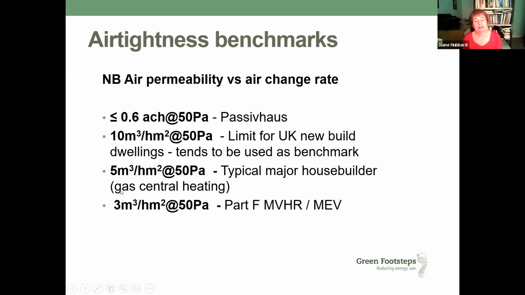If you think about where we are generally in the UK, the Part L of building regs, which governs air tightness requirements, has a limit of 10 meters cubed per hour per meter squared at 50 pascals. It's very rare these days to get a house that has that at the limit. The thing to emphasize here is that the smaller the figure, the more airtight the house is.